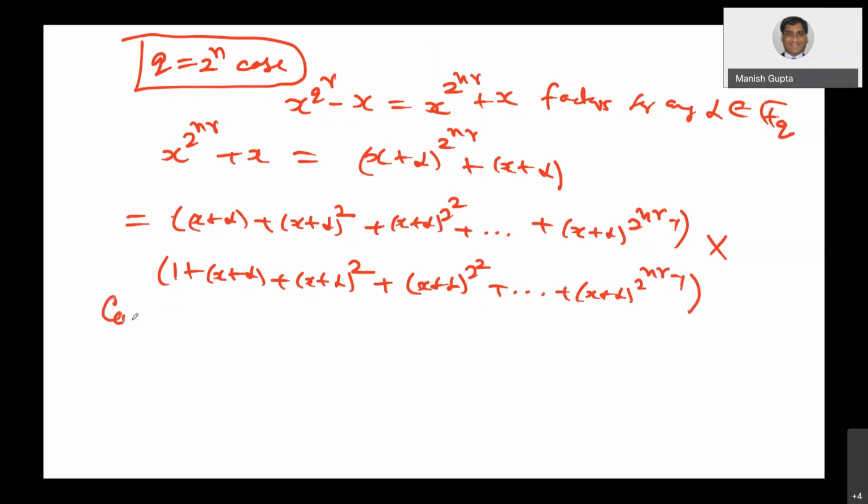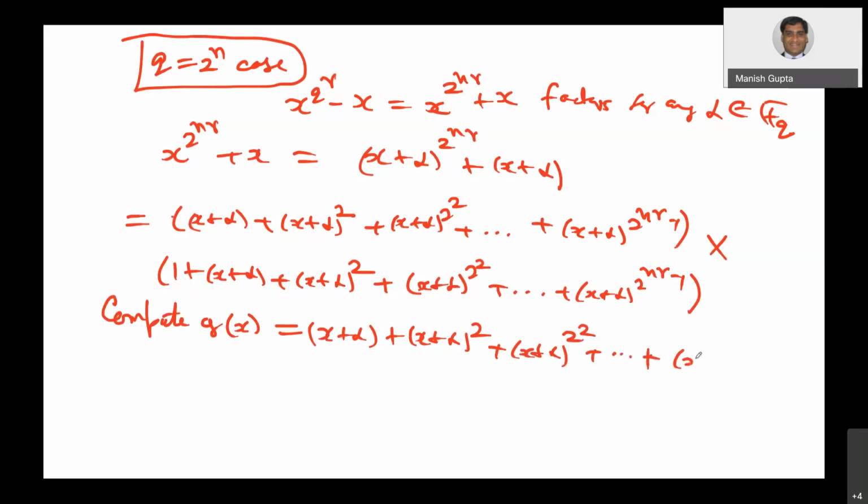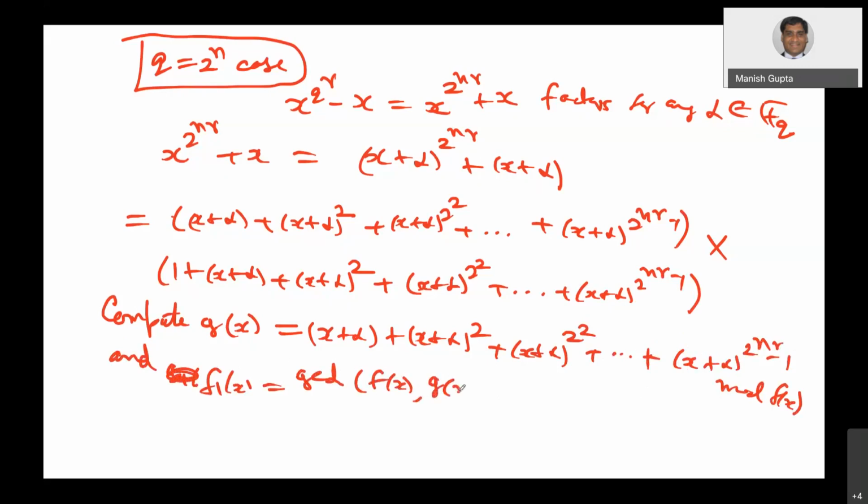Then we compute g(x). Because the factorization technique is different, these quantities are different. The rest of the algorithm is similar. (x plus alpha) square plus (x plus alpha) raised to power 2 square, up to (x plus alpha) raised to power 2 raised to power nr minus 1, mod f(x). And f1(x) will be the GCD of f(x) and g(x). So if the degree of f1 is positive and less than the degree of f, we can split f into f1(x) and f(x) divided by f1(x), the cofactor. Recursively we do this and we can find the factors.